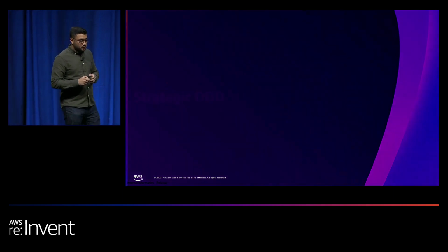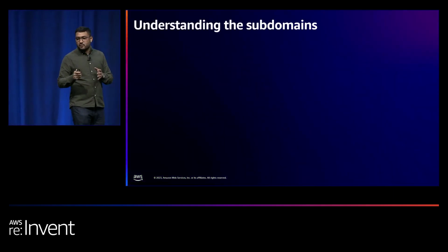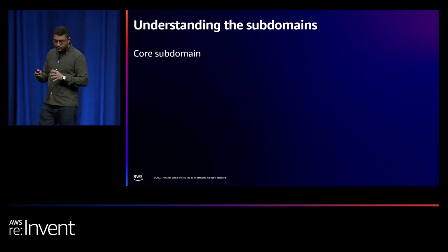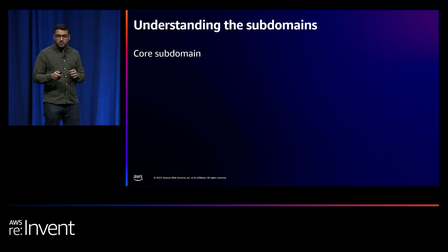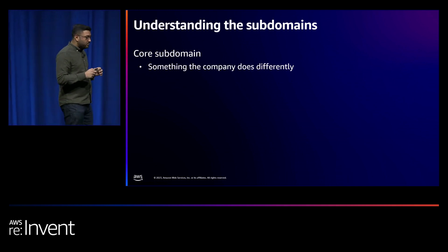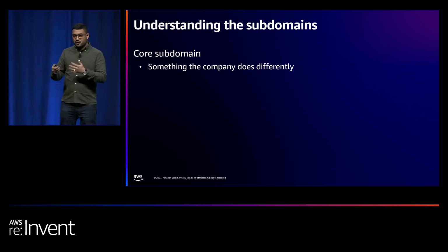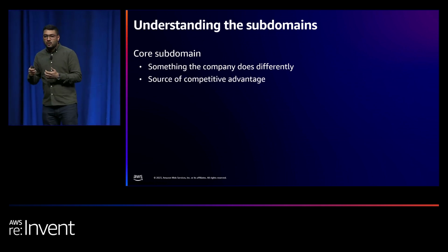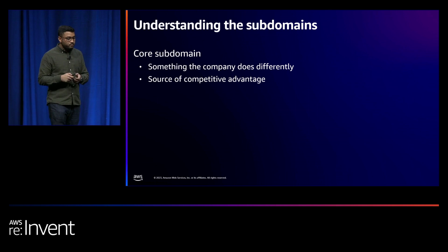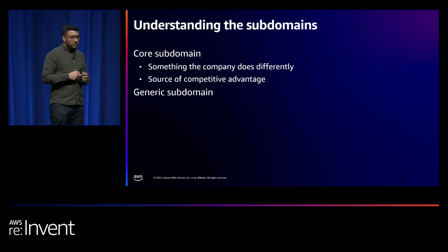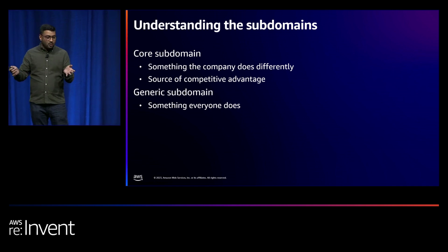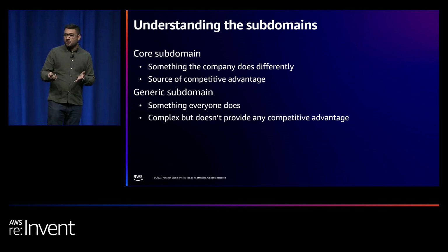So in strategic DDD, we are going to start with understanding the subdomains. There are 3 core ideas of subdomains. There is something called a core subdomain. This is the part of the software which your company does differently, or the area which is going to give you a competitive advantage. There is something called a generic subdomain, which is basically something that each and every company does. It is still complex, but it does not provide you any competitive advantage.